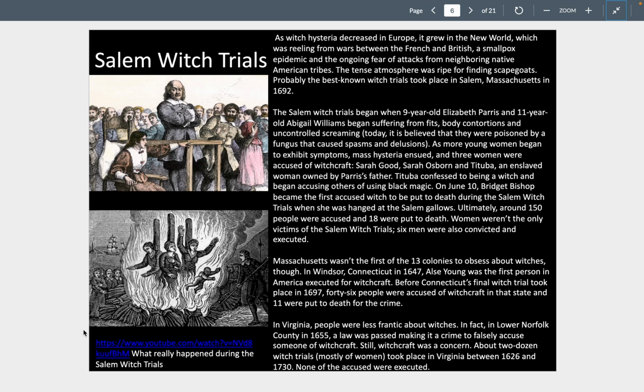On June 10th, Bridget Bishop became the first accused witch to be put to death during the Salem witch trials, when she was hanged. Ultimately, 150 people were accused and 18 were put to death. Women weren't the only victims. 6 men were also convicted and executed. So Massachusetts isn't the only one of the 13 colonies to obsess about witches. And at the height of it, we find that women really are having to watch how they behave in public and what kind of lifestyle they're living.